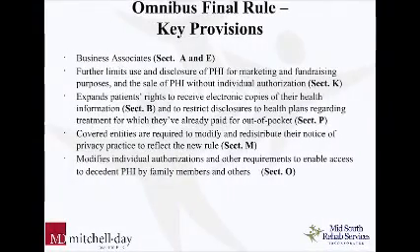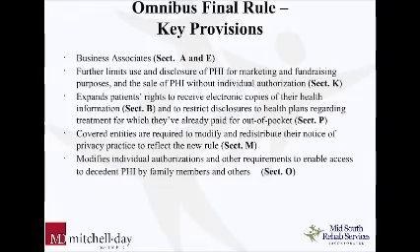Key provisions of that omnibus final rule, some of these are going to be found in your privacy manual. I'll just put in references here so you can go look at them if you want to for more in depth. What it is, it now applies the same rules to BAs that are for covered entities. It further limits the use and disclosure of PHI for marketing and fundraising purposes and the sale of PHI without individual authorizations. It expands the patient's right to receive electronic copies of their health information.